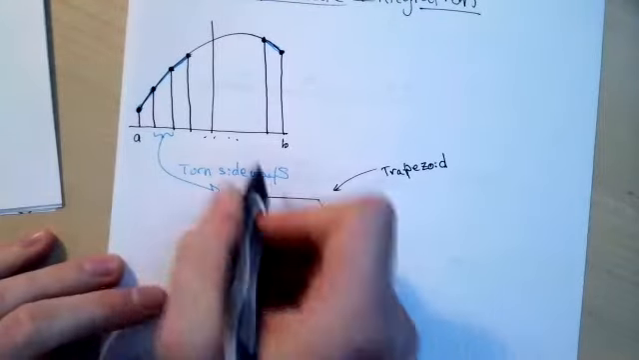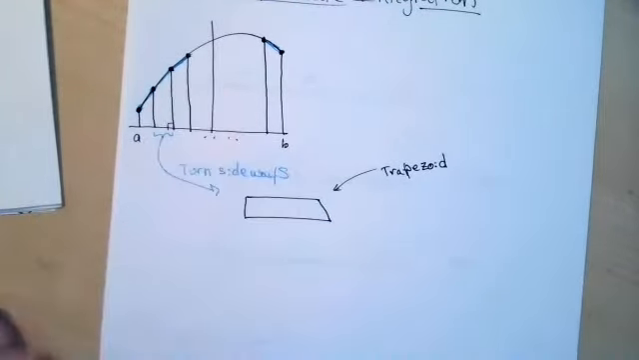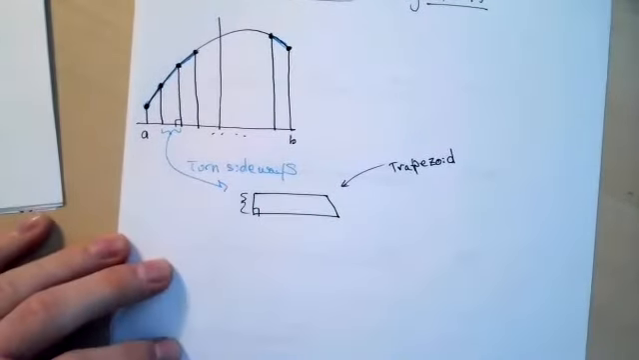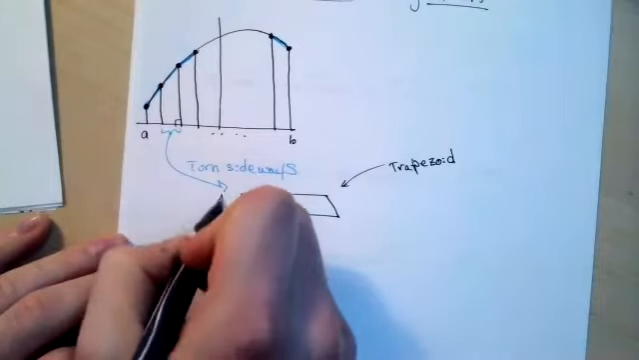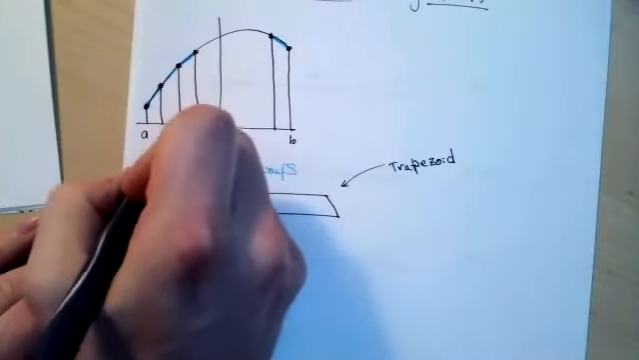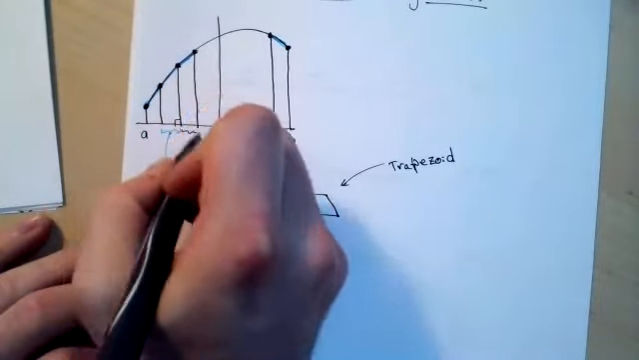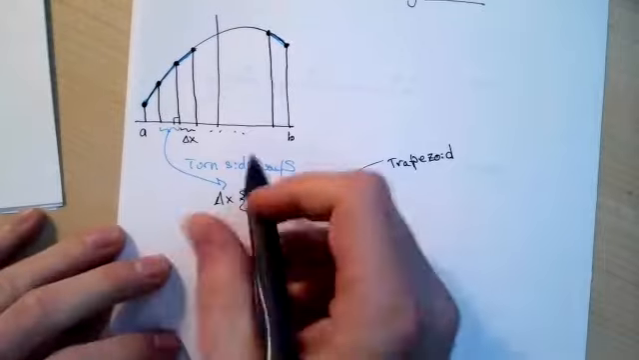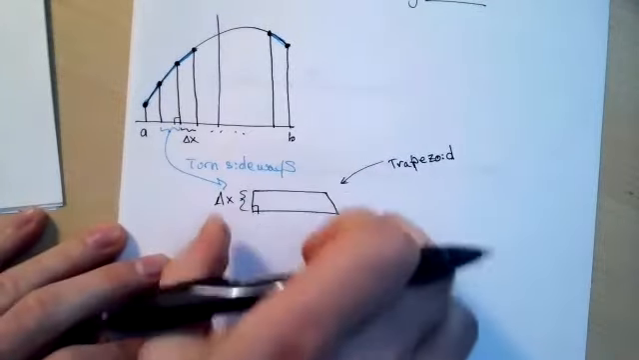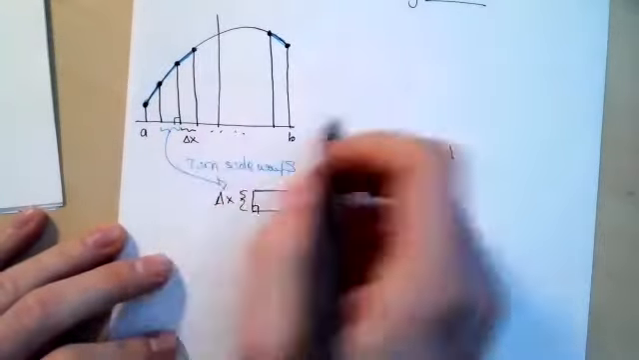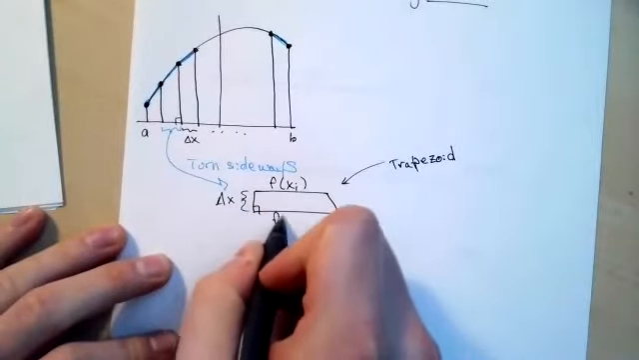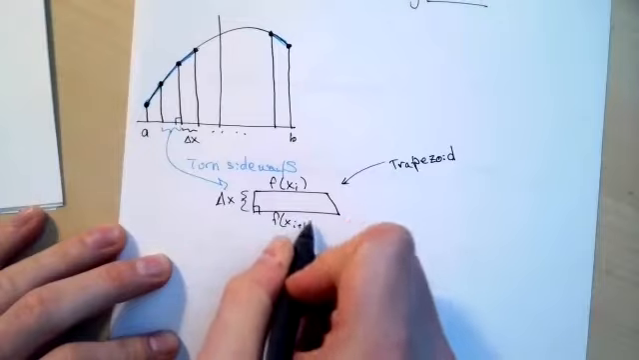One of the important things, though, is that we do, of course, have right angles, which means this side here is our height. So that is our delta x coming from the width of our partition. And then this one, let's see, which way did we turn it? So let's call this f of x_i, f of x_(i+1).